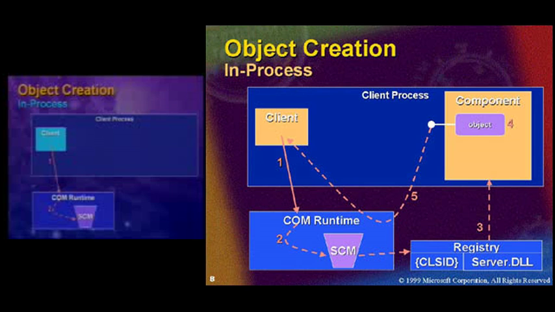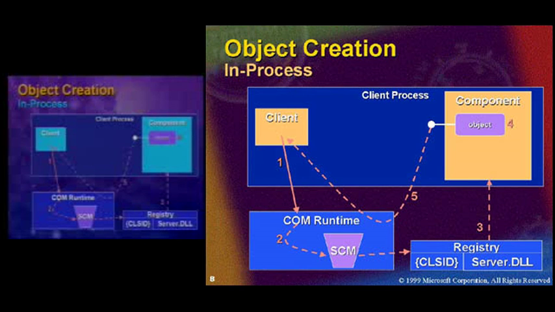Co-create instance is going to do some work in the COM runtime to call the service control manager that will go out and look in the registry and find the mapping between the class ID that you've requested and the DLL that needs to be loaded to provide this component. The component will be loaded into memory in the client's process. We'll create the class factory, and the class factory will be asked to create the object. The object will be created, and an interface pointer will be returned to the client. That should be real familiar.